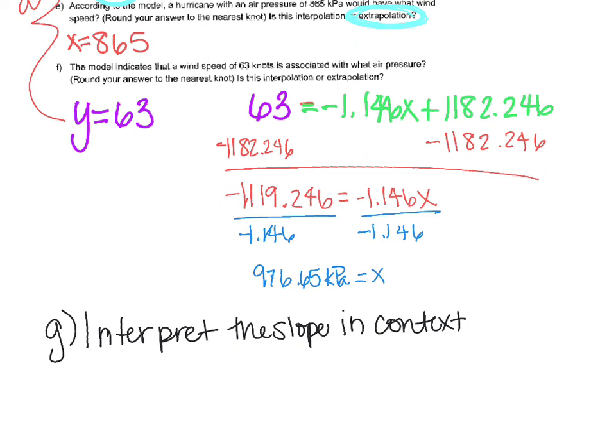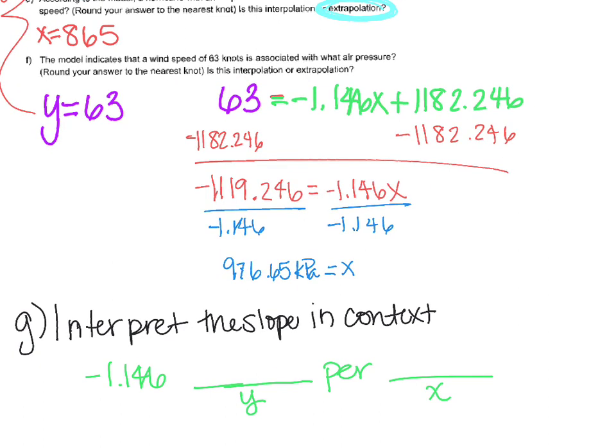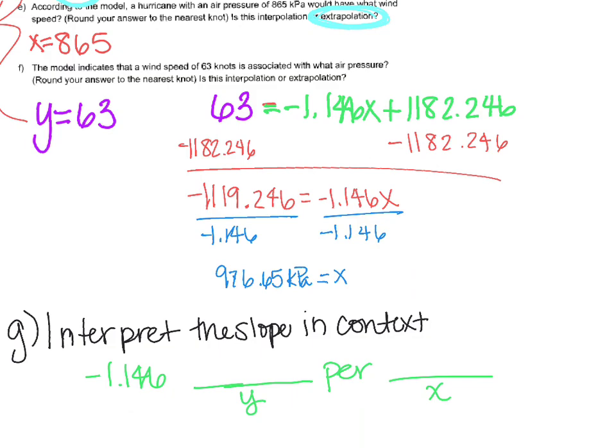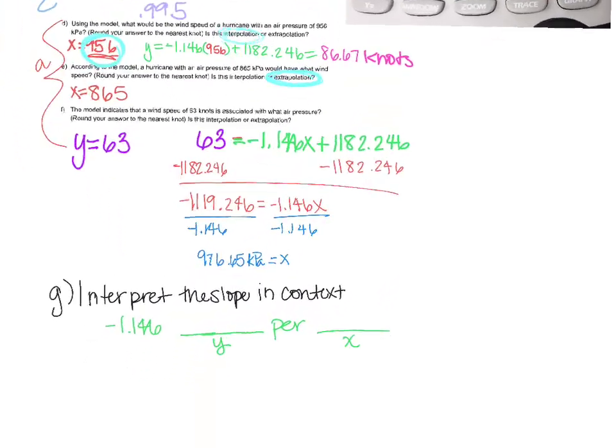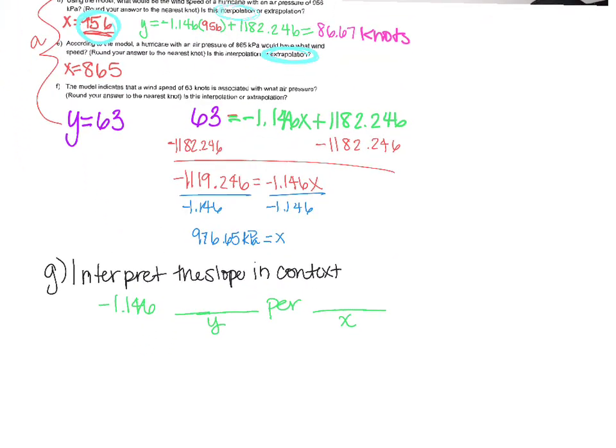So that says negative 1.146, and then the way our slope reads is it's going to be something per something, and we're just going to fill it in. And it's always our y's per our x's. Basically we're just putting it in units. That's really what we're doing, putting our slope into words, into units. So if you look at your y's, your y's were measured in knots, so it's going to be knots per whatever your x's were measured in.